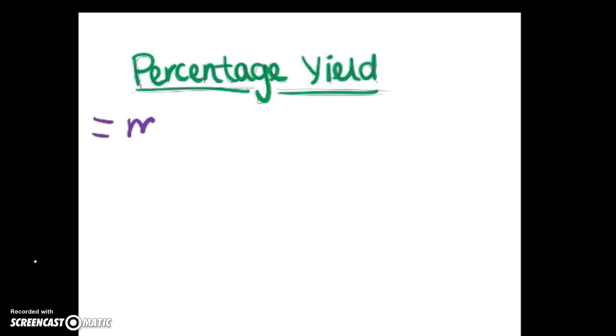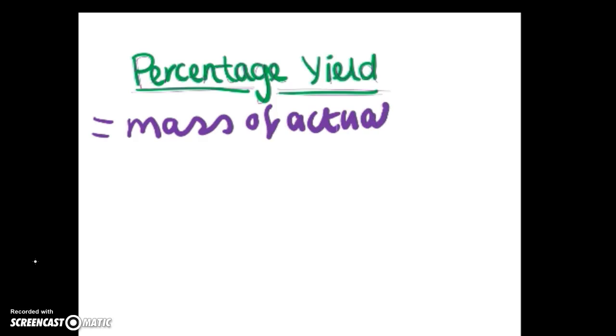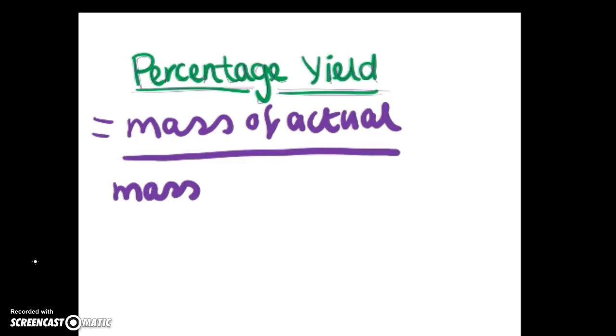To calculate percentage yield, we divide the mass of the actual product by the mass of the theoretical product and times it by 100%. If you forget which way round the numbers go in the equation, the small one always goes on top to give a percentage of less than 100.